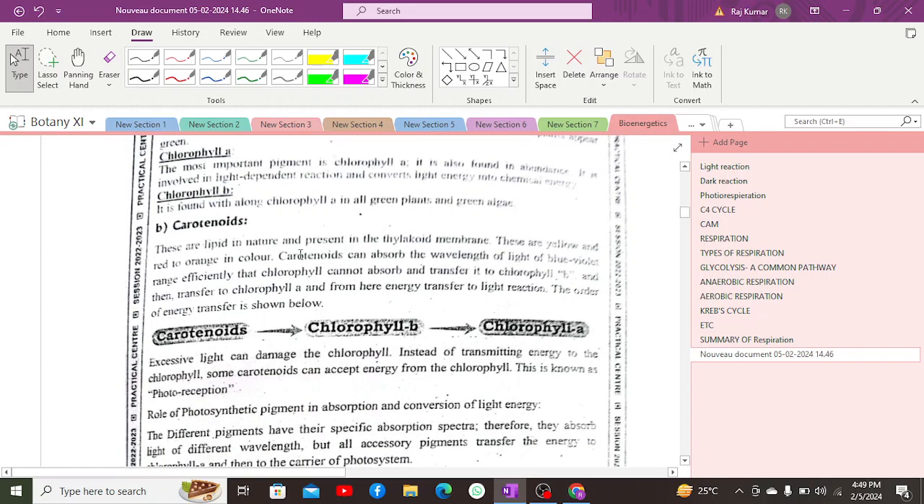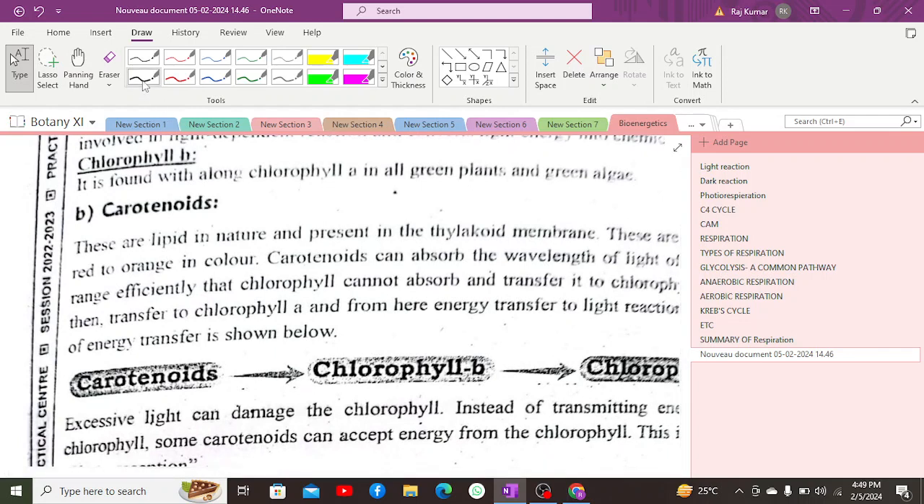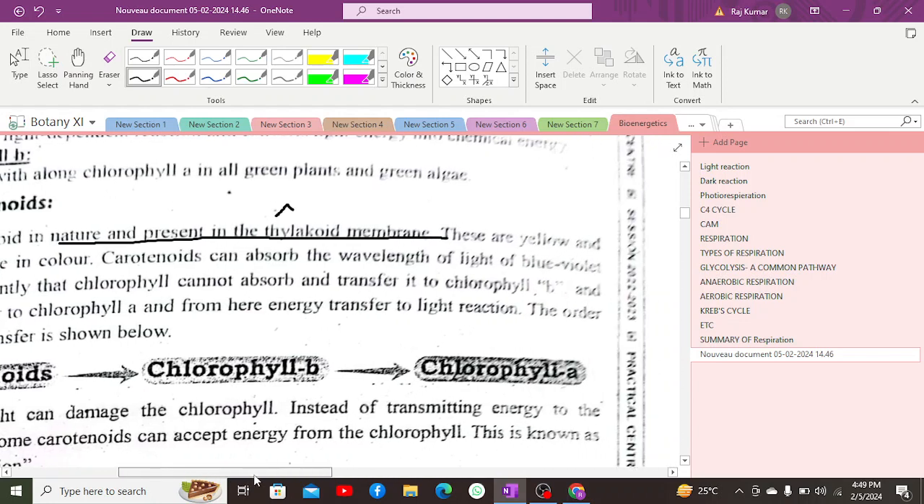When it comes to carotenoids, these are lipid in nature, and they are present in the thylakoid membrane. These are basically terpenoids, and they have isoprenoid units with an isoprenoid ring at one or both ends. The most abundant forms of carotenoids include carotenes and xanthophylls.